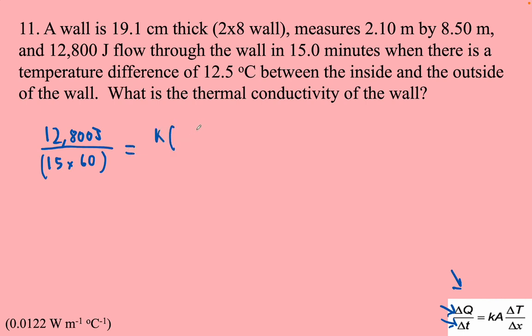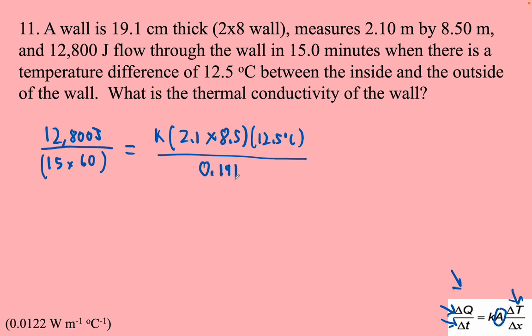The area is going to be 2.1 by 8.5, so I'm doing this guy here, right? That's my area. My difference in temperature is 12.5 degrees Celsius. And then the thickness of the wall is 0.191 meters, right? And then we just have to solve that for k, right? A little bit of algebra here.